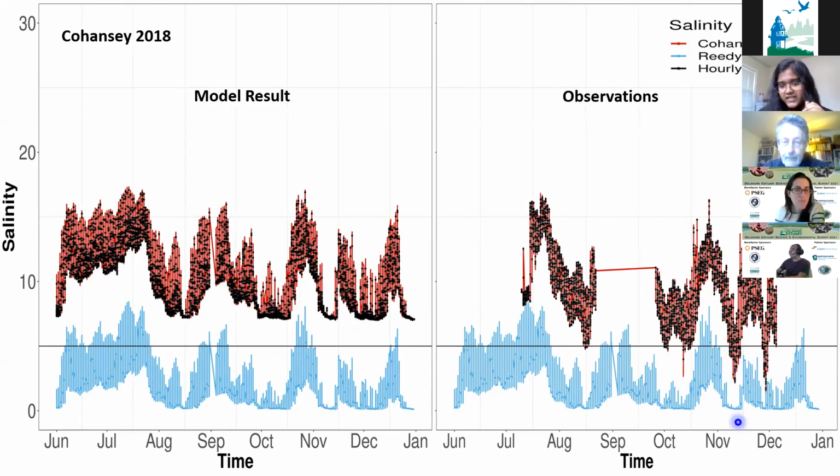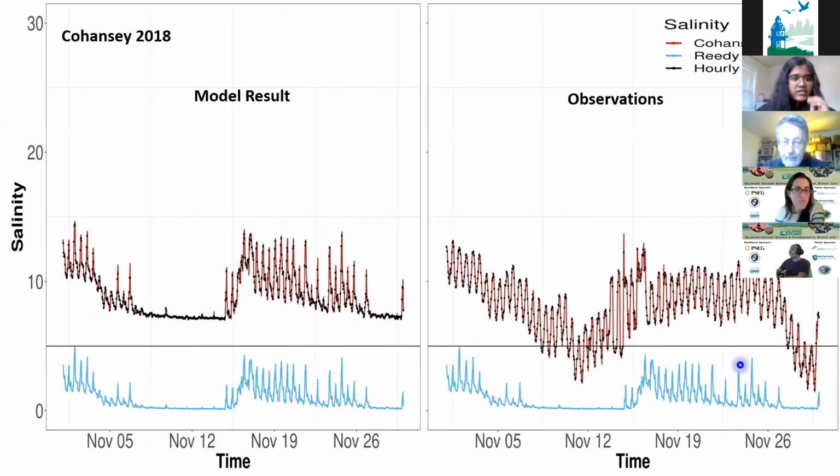To explain that, I have focused on this area. Here we can see that in the model result, the Coherency salinity is almost constant, but in the observations there are variations. Why is that? What is the function? In the simplest form, the function is y = mx + b. In my model, y is oyster bed salinity and x is Reedy salinity. So whenever Reedy salinity is very low, mx is going to be close to 0, so we have only b. That's a constant. So the model is almost like a constant, but in real life we have variations, and we have yet to find out why.